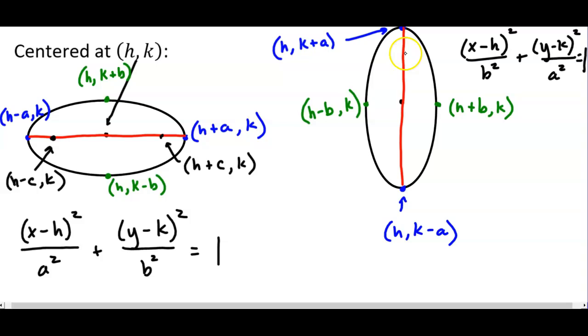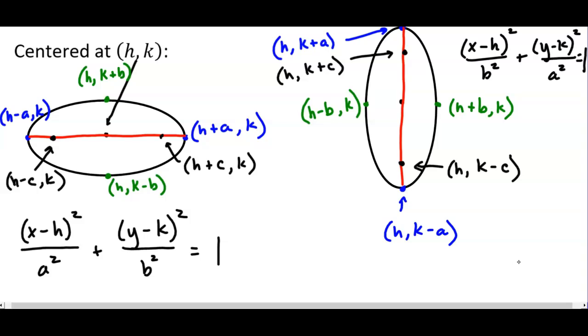Or the foci. So focus here, just kind of drawing them in. So this one up here, the h is going to stay the same because it's in line with the center. It's just going up and down. So it's going to be k plus c. And then this one down here is going to be h, comma, k minus c. And that should be all those formulas.